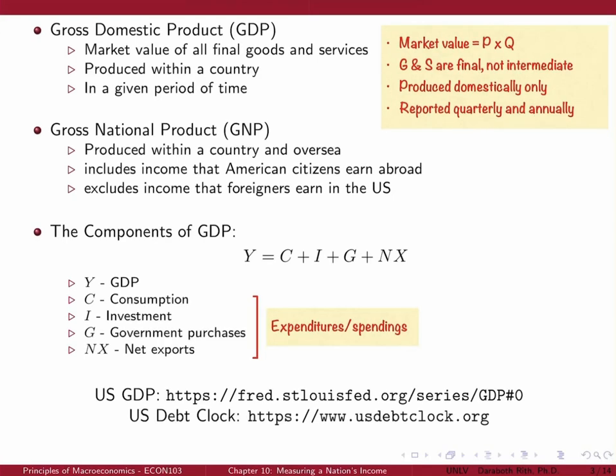Look at the GDP equation. The GDP equation is given by Y equals C plus I plus G plus NX, where Y represents GDP, C is the total consumption spending, I is the total investment spending, G is the total government spending, and NX is net exports, that is exports minus imports. The components C, I, G, and NX are the primary elements that make up GDP.